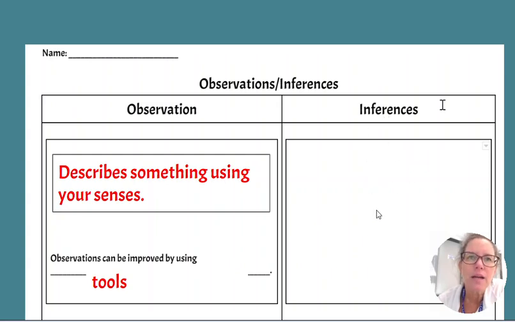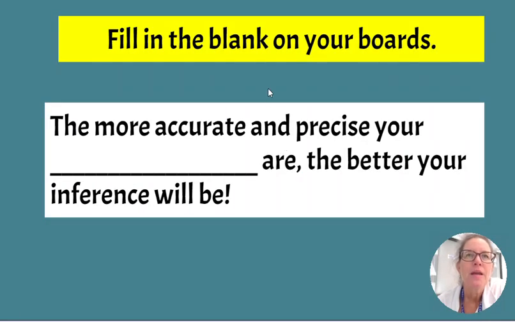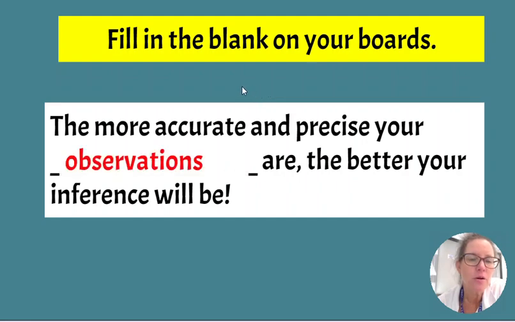Okay, so then we want to define inferences. An inference is a logical explanation based on background knowledge and observations together. So this "and" is really important here. We are having our background knowledge, things we already know, and the observations, and we are sort of putting them together. It's not just an opinion. It is more of an educated guess based on things that you already know and the observations that you've made. All right, so the more accurate and precise your observations are, the better your inference will be.